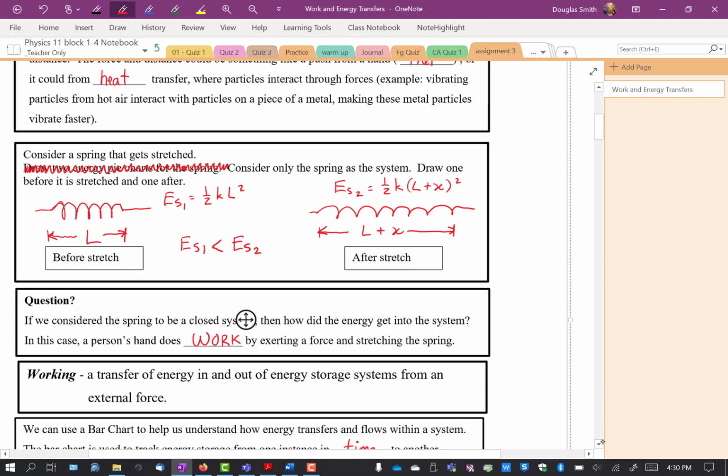So if we started with, let's just say, 5 joules of energy and later on it's 10 joules, how does it get like that? It's because someone did some work on the system. Someone put 5 joules of energy into the system so that it would be stretched. So that's the idea of work. Work is energy transferred in and out of storage systems by an external force. In this case, it would be a hand that's not in the system. It's a hand that's transferring energy into the system.